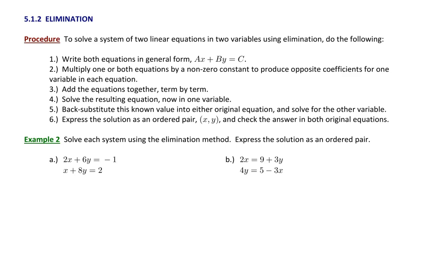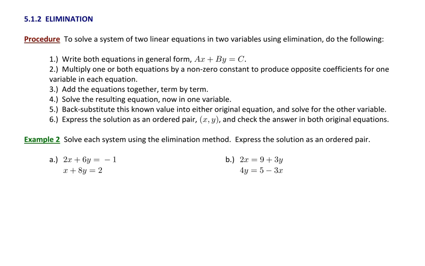The second method for solving a linear system of two equations in two variables algebraically is called elimination. Now, we just learned substitution. The overall motivation for substitution is to take the two-equation, two-variable system and reduce it down into one equation in one variable. That's the same goal of elimination, but how we get there is just a little bit different. So let's go through the process.